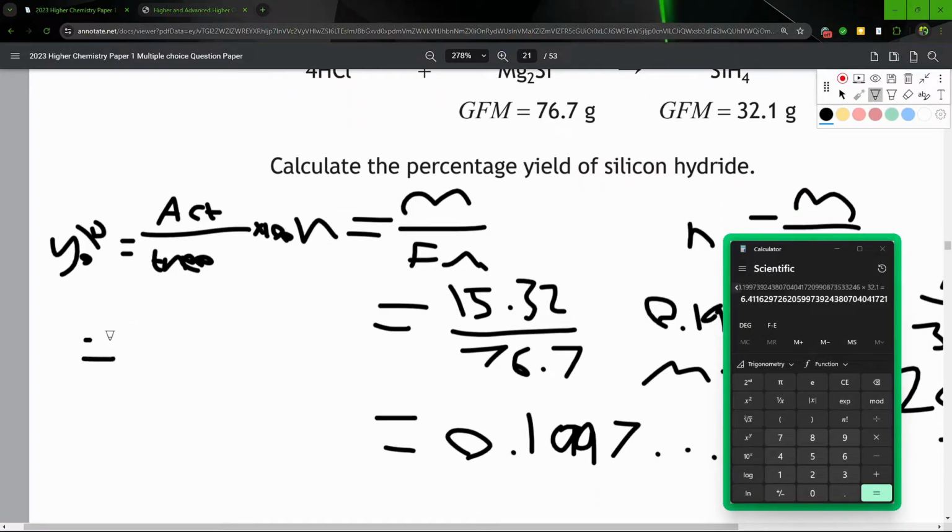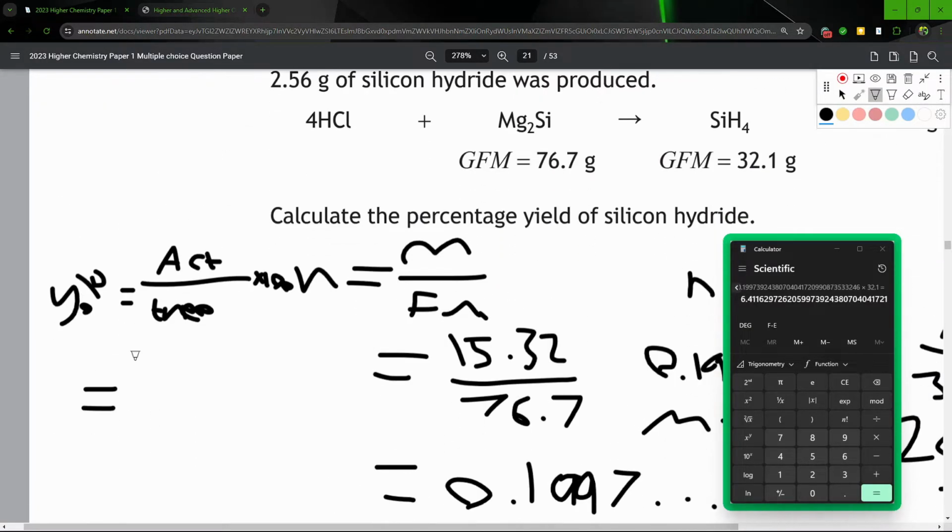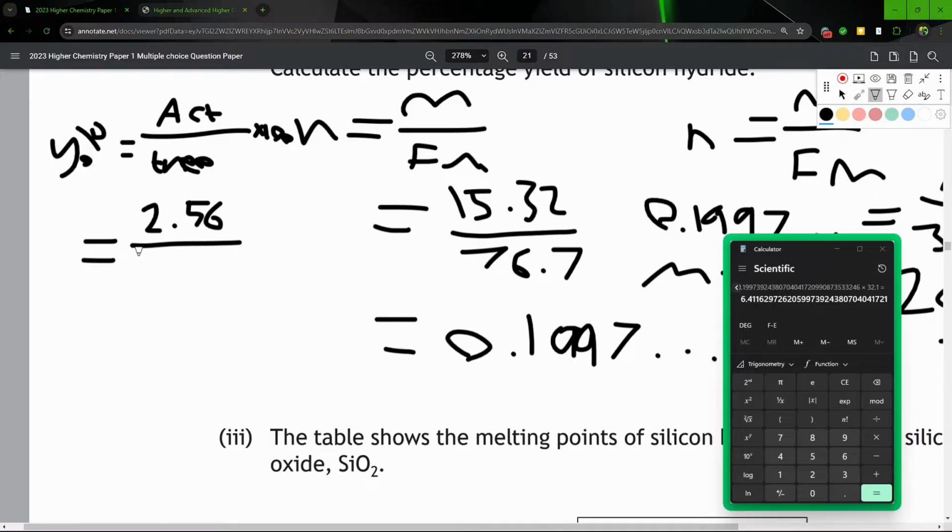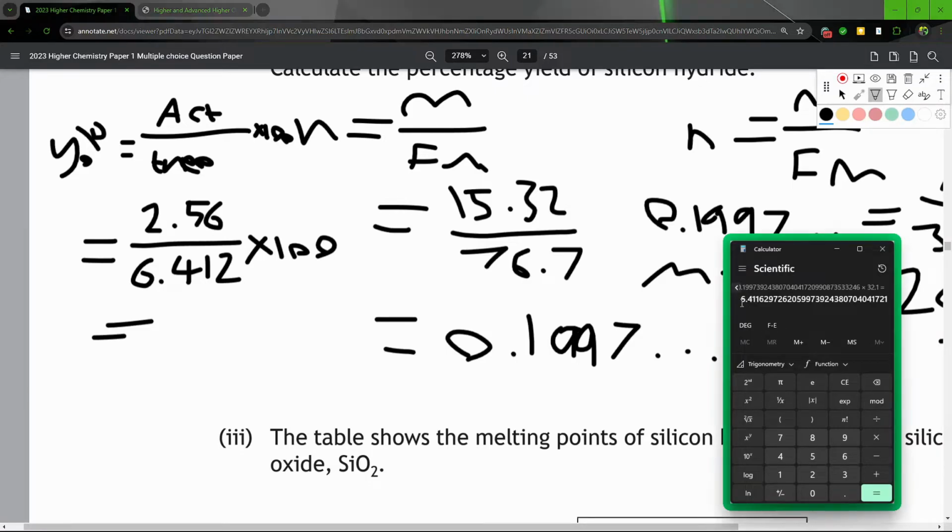Cool. And then we're going to put in what we have, so actual yield was 2.56 over, we think we could have gotten 6.4, 6.412, and then times by 100. So what do we get? I'll go and copy this for use later.